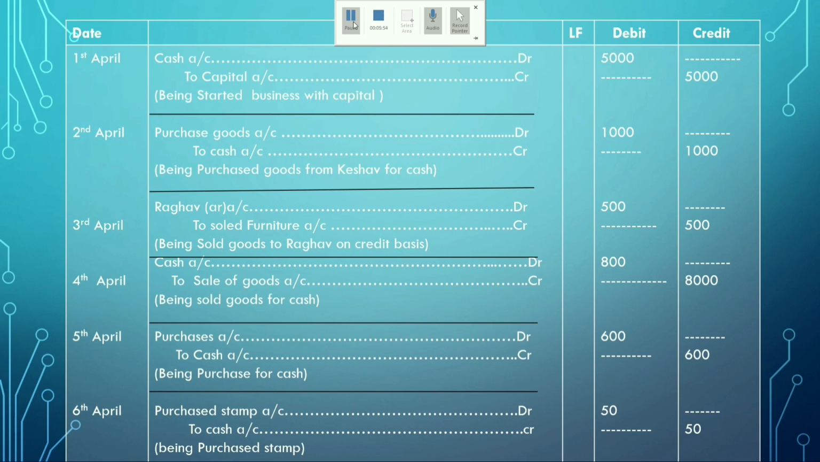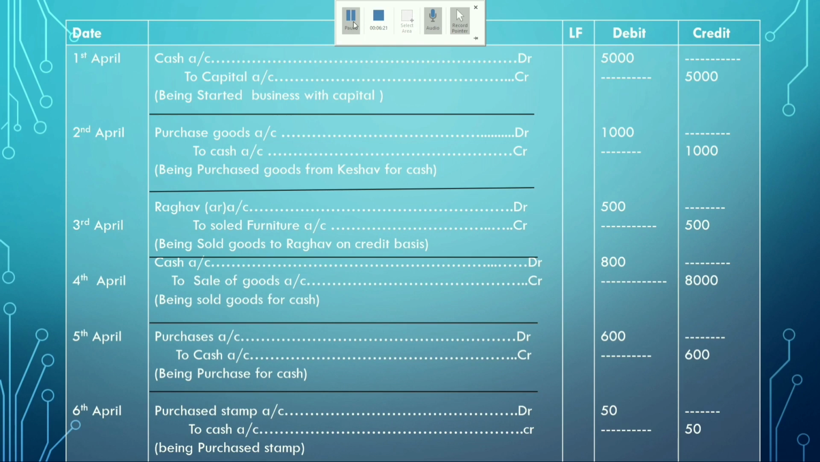So, first, based on the journal entries only, we are able to post the ledger accounts. So let me see how we can post the ledger accounts by using the journal entries. First of all, in a ledger, we want to open the individual accounts.